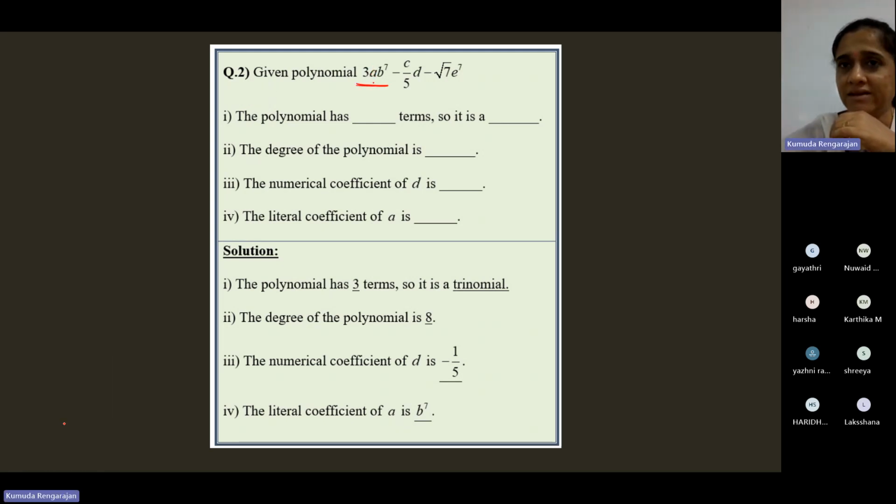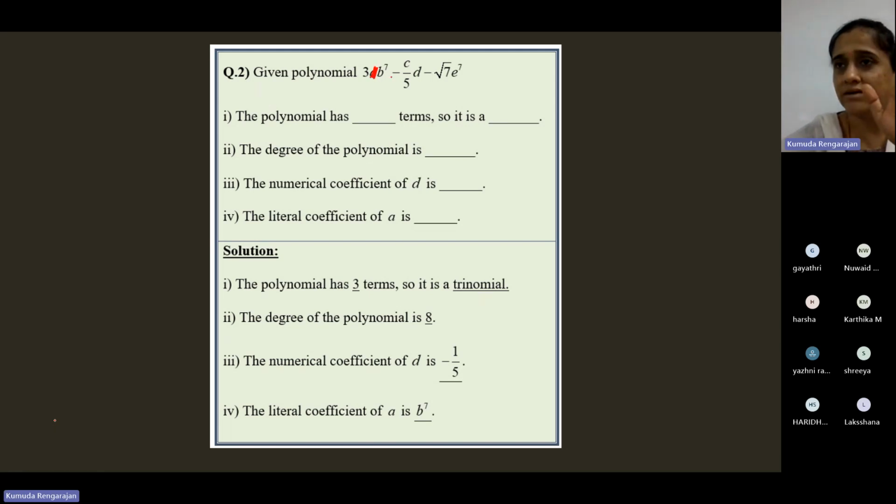This term has A, right? If you want to write the coefficient of A, take away A from that term. What do you see? 3B to the power 7. That is the coefficient of A. Now, a more specific question. What is the numerical coefficient of A? Take away A, this is the coefficient, but the numerical coefficient is 3. Not 7, don't write the power 7. 3, this one.